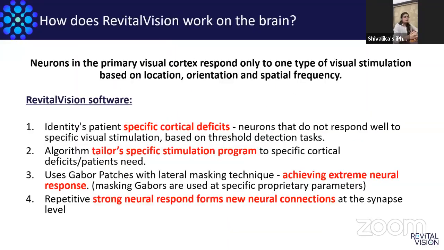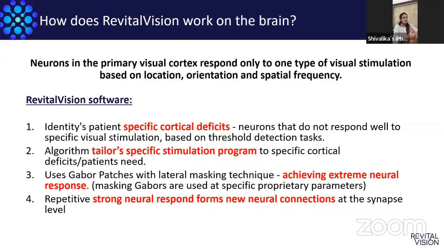So how does Revital Vision work on the brain? We understand that neurons in the primary visual cortex respond to only one type of visual stimulation. It can be based on location, orientation, or spatial frequency, which was proven by the scientists Hubel and Wiesel. So what Revital Vision software does uniquely is that it identifies patients' cortical deficits. Every kind of patient has a specific type of cortical deficit. The algorithm of Revital Vision identifies that, and it tailors the stimulation of the program based on the particular needs of the patient.